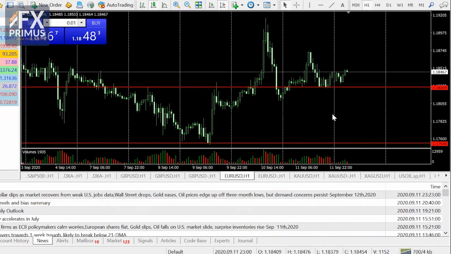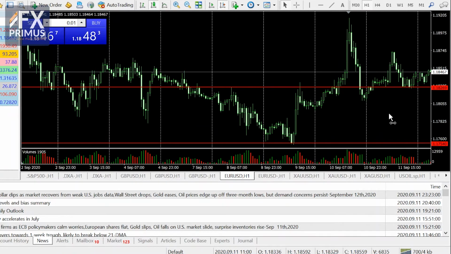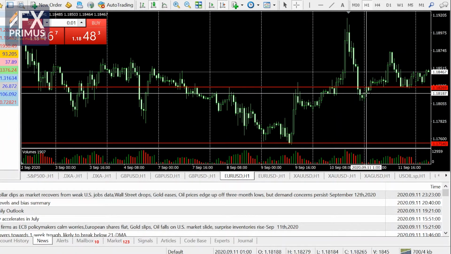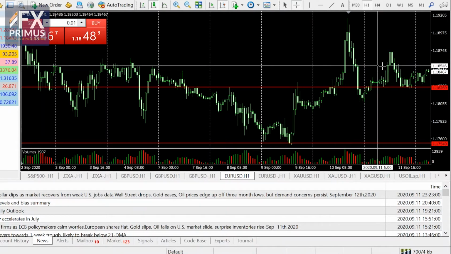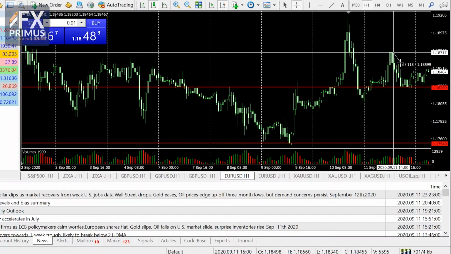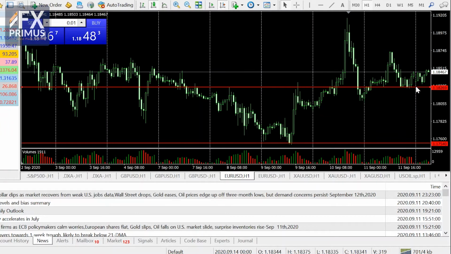Moving on to the euro dollar. Euro dollar was also moving up last Friday, as early as 6 a.m., from 1.1818 all the way to a high of 1.1872. It went up only about 53 pips, and then it came back down at about 6 p.m., from 1.1870 all the way down to 1.1826, and then it formed a good support over here.